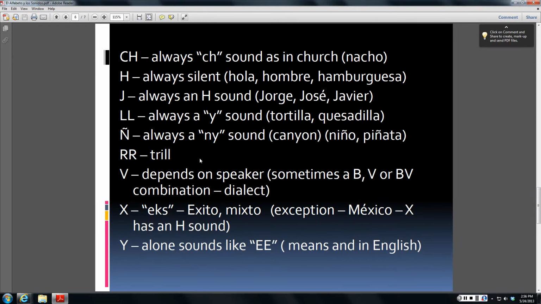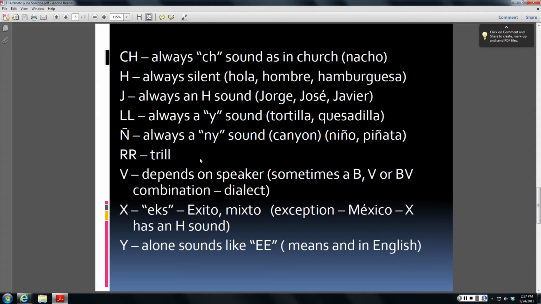The double R is a trill. When you see the double R in Spanish, you do the trill. If you cannot do a trill, it will be fine. The letter V depends on the speaker. When I say it depends on the speaker, it really depends on the origin of the speaker. Sometimes it's pronounced like a hard B sound, sometimes a hard V, and sometimes a B and V combination, and that's a dialect, meaning that the sounds change depending on where you're from. Much like in the United States, people can tell a southerner from a northerner right off the bat because of the speaking patterns of the dialect.